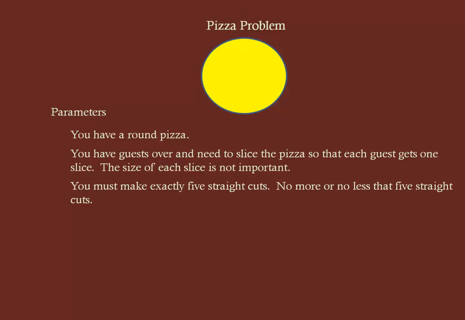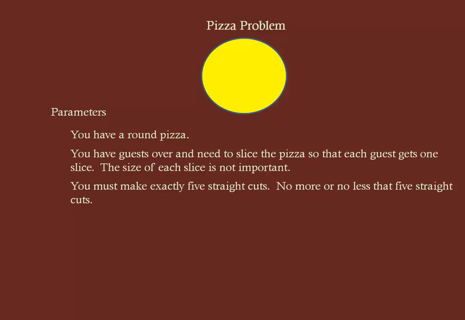And you're stuck to only making 5 straight cuts. So this doesn't count as a cut: if you start at this edge and then go in a circular cut like that, or do squiggly lines, that doesn't count as a cut. This could count as a cut, because I went straight across from one edge to another edge. So those are the parameters for the pizza problem.